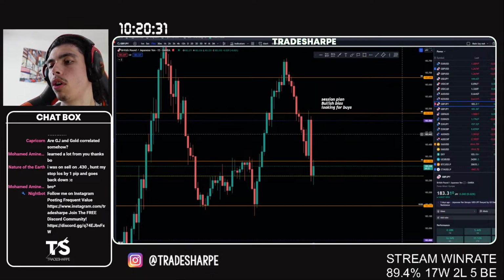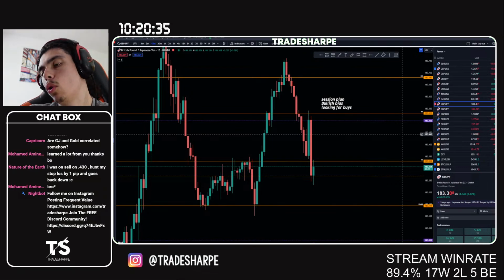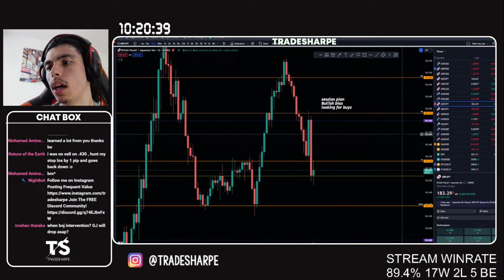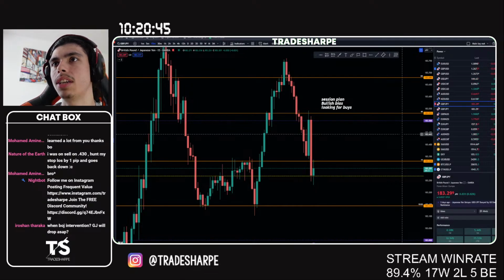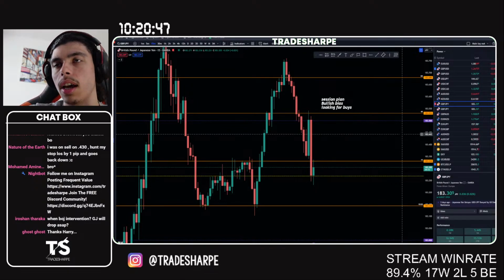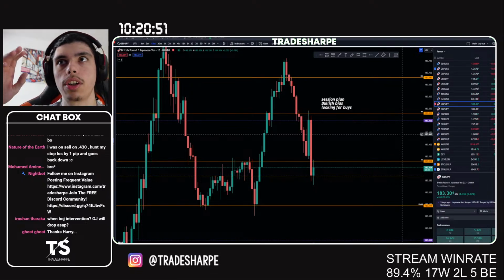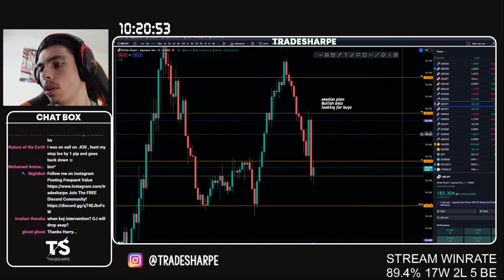Are GJ and gold correlated somehow? They seem to move sometimes in opposites, but sometimes they don't. It's just how it is, so I don't attribute it to correlation. I believe it's because of the yen. The yen is a safe haven currency and gold is a safe haven asset. So we tend to see money move into the yen and into gold, and gold goes up and GJ goes down because the yen is getting stronger.